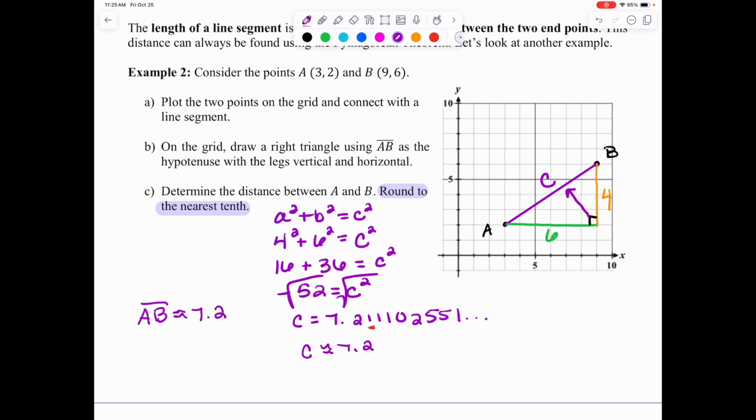And that concludes our lesson on distance in the coordinate plane using the Pythagorean theorem.